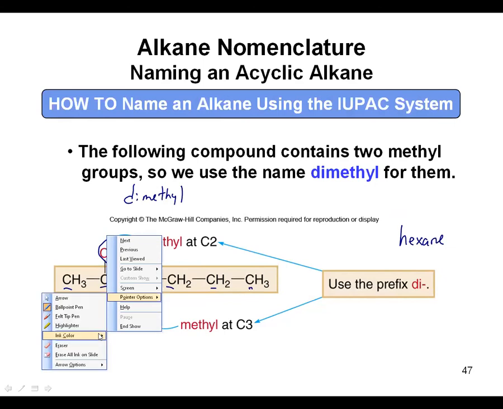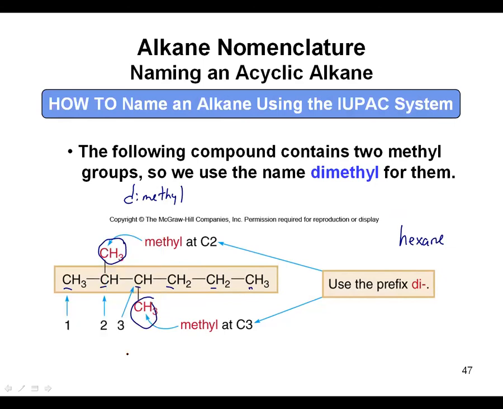And you do have 2 ways to number it. So let's take a look here. If we go left to right, this is carbon 1, this is carbon 2, this is carbon 3, carbon 4, carbon 5, and carbon 6.